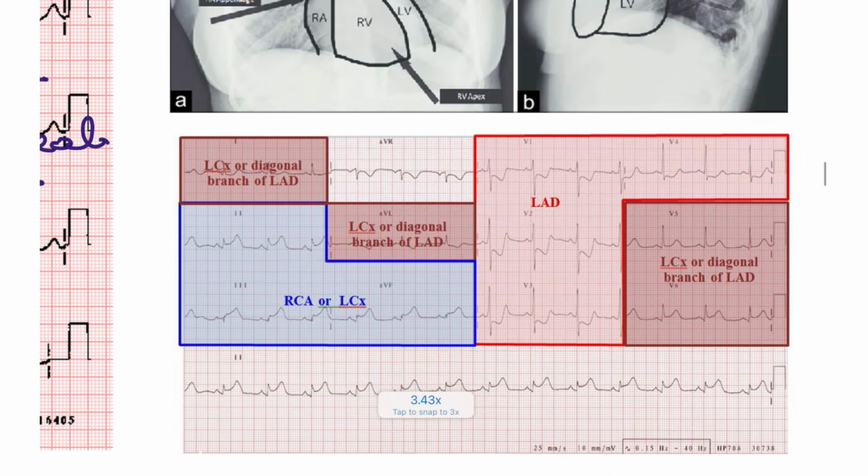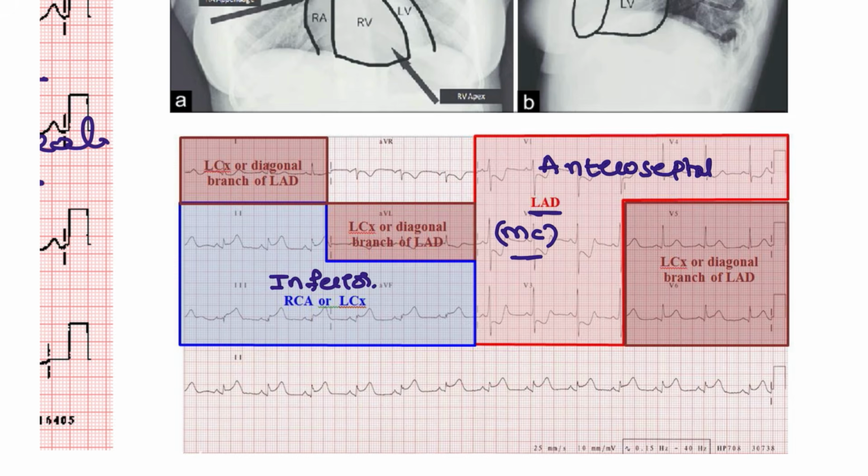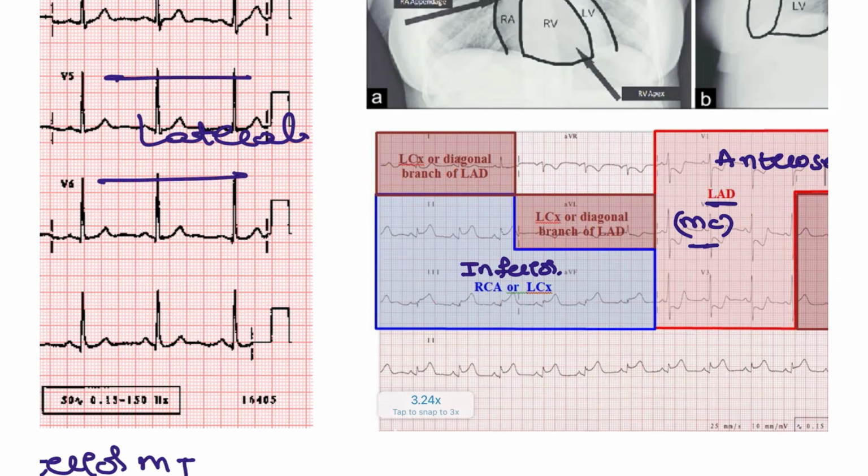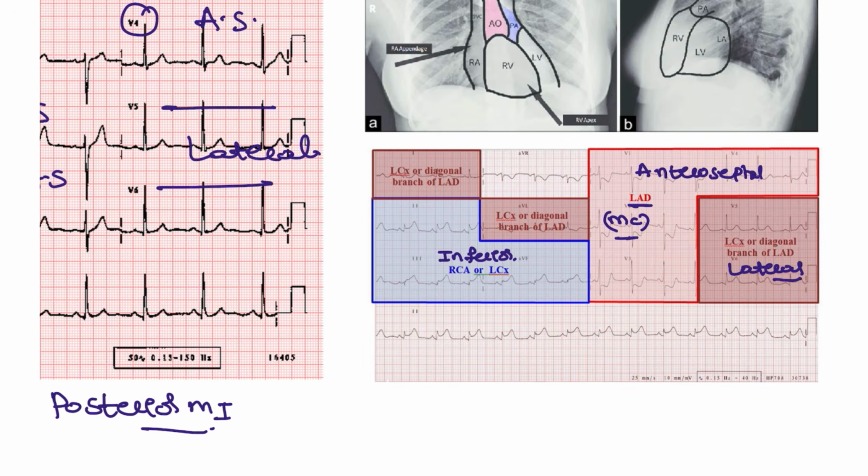Next, what are the arteries? Here you can see on the inferior side, we have the RCA involvement. On the anterior septal side, the most common is the LAD, and this is the most common overall also. And on the lateral side, that is the LCX, diagonal branch, or the left circumflex artery. These are the important arteries and associated sites.